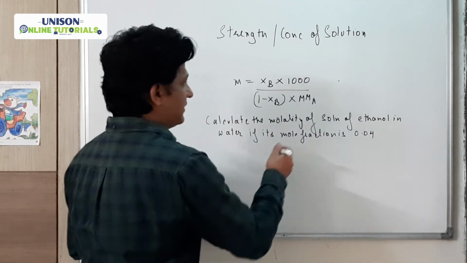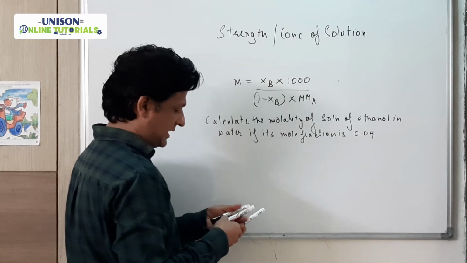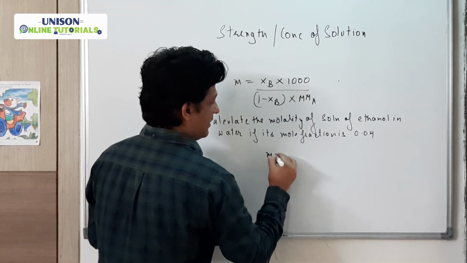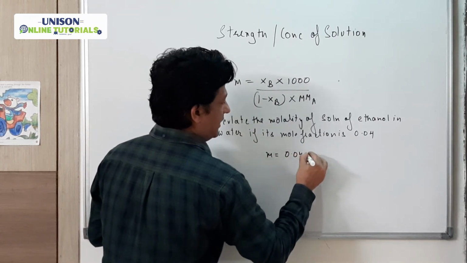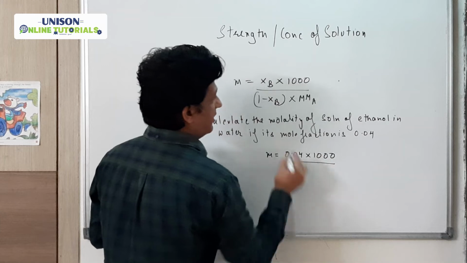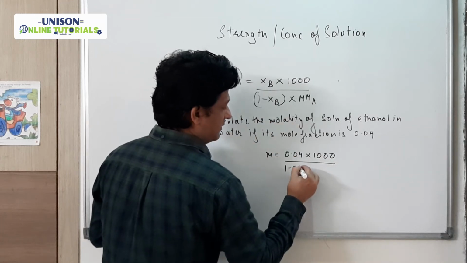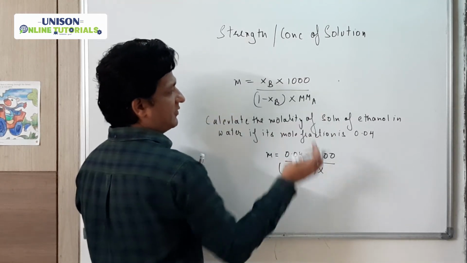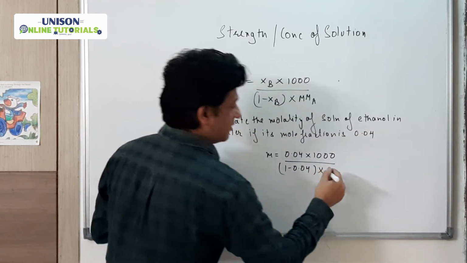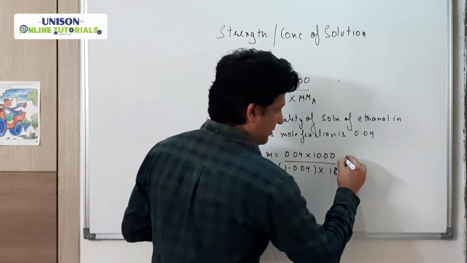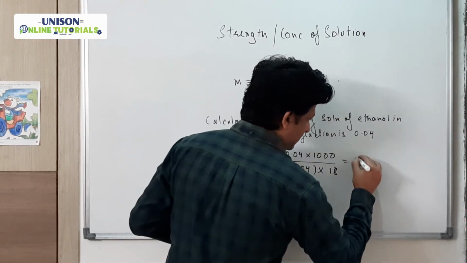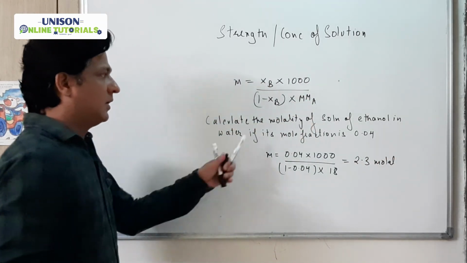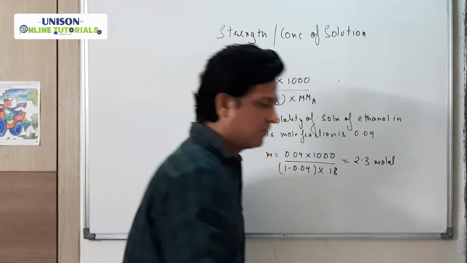So now let's proceed to this question. हमें molality निकालनी है और हमें mole fraction दिया हुआ है ethanol का. So we'll put over here that is 0.04 into 1000 upon 1 minus 0.04. Clear? Into molar mass of solvent. Solution of ethanol in water. So molar mass of water is 18. So by solving this, we'll get the answer 2.3 molal. So this was the relationship between molality and mole fraction.